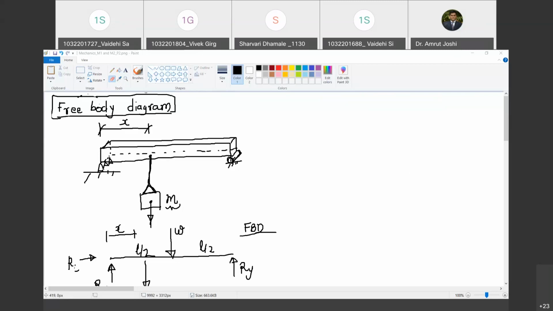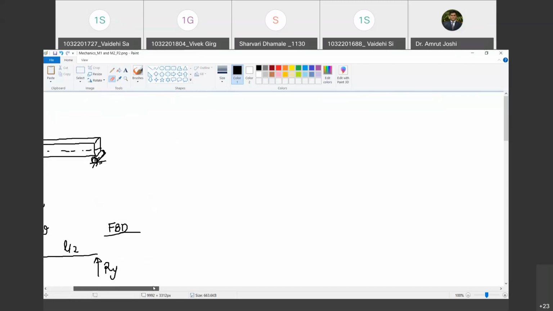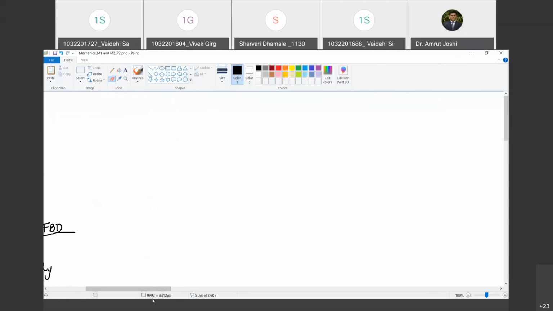Now today's class, we are going to begin with the experimental procedure. Means what do we exactly do in this experiment? That's what we are going to see first. And then I'm going to come back to the analytical part of this experiment. Are you with me? Yes, sir. Okay. So in this experiment, we have two parts.